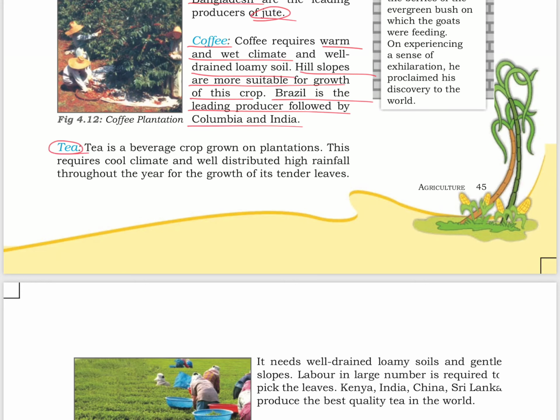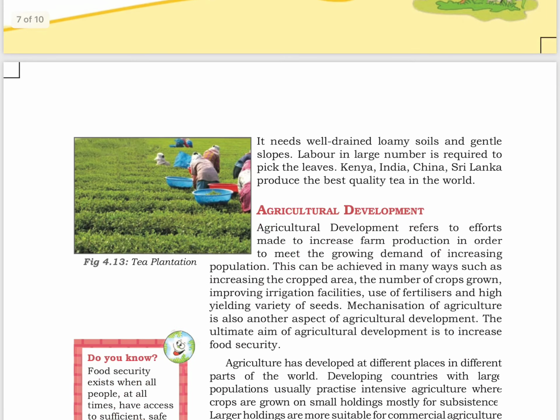Next we have tea. Tea is a beverage crop grown on plantations. This requires cool climate and well distributed high rainfall throughout the year for the growth of its tender leaves. It also needs well drained loamy soils and gentle slopes. Labor in large number is required to pick the leaves. Kenya, India, China and Sri Lanka are the producers of the best quality of tea in the world.